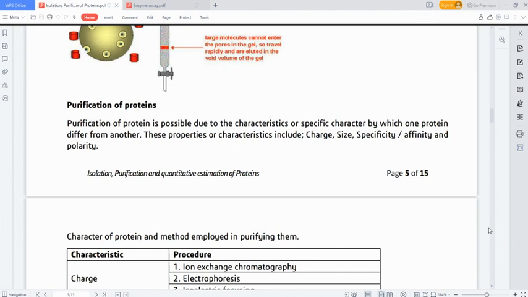Now, we can purify proteins, like we mentioned earlier, using some of the characteristics that are specific to such a protein. These properties or characteristics that we are looking at are the charge on the protein, the size of the protein, the specificity or affinity of the protein, and we can also cash in on the polarity of the protein. So we can actually use these characteristics to isolate one protein from the other in a protein mixture.